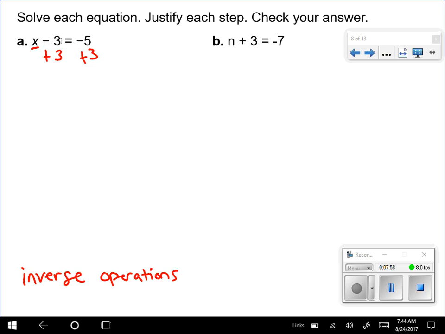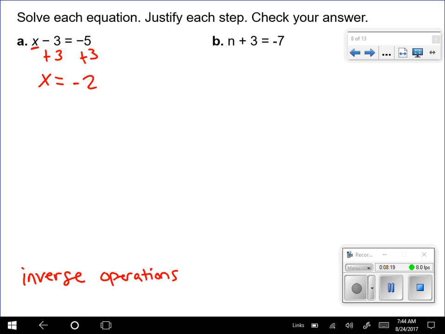So negative 3 plus 3 is 0. What do I have left on this side? X. And now I just have to figure out negative 5 plus 3. Negative 5 plus 3, those are different signs, so I'm going to subtract. I would have 2 and keep the sign of the larger absolute value, which would be negative.